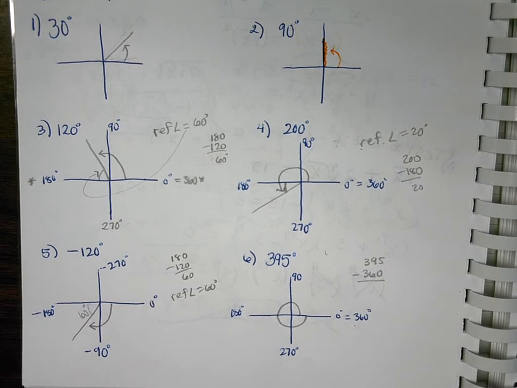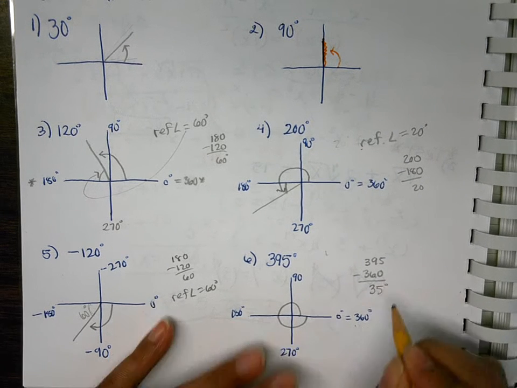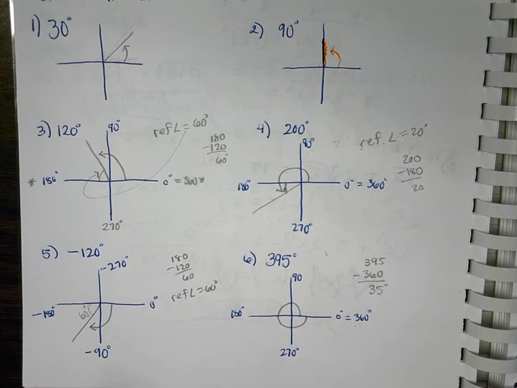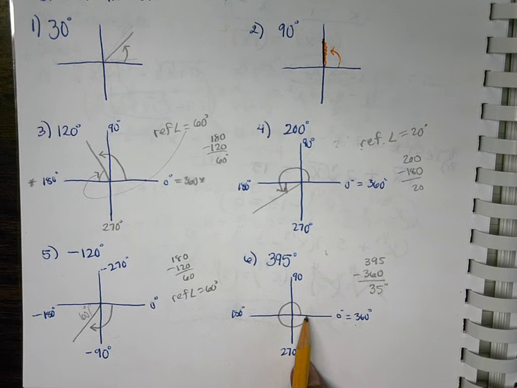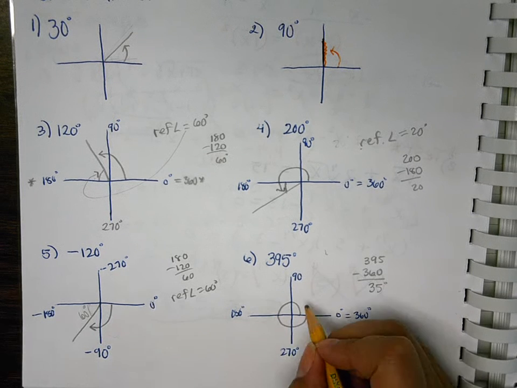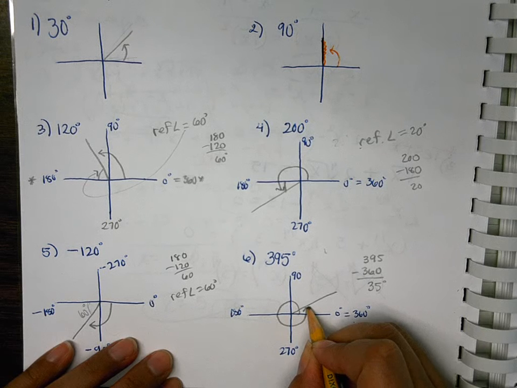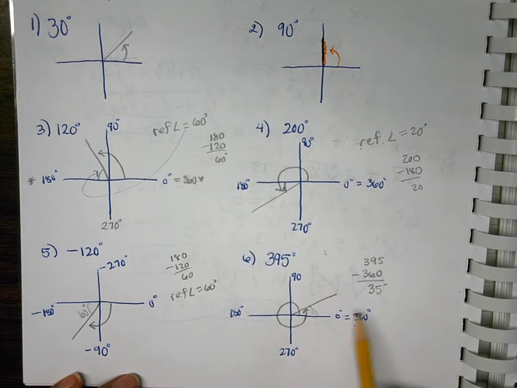Can you guys do that? What is it? So 35. What quadrant will I be in if it's 35? 1. If this came out to be 120, then I would have to continue going further around over here. Does that make sense? All right. So 35, and what ends up being my reference angle? The 35. This right here is the 35 degrees.